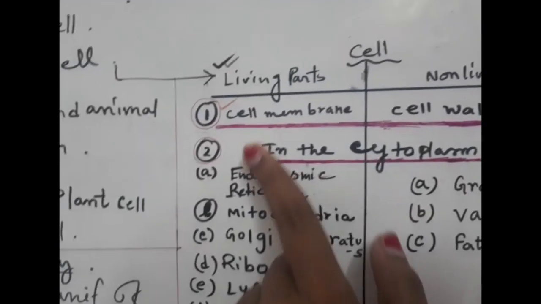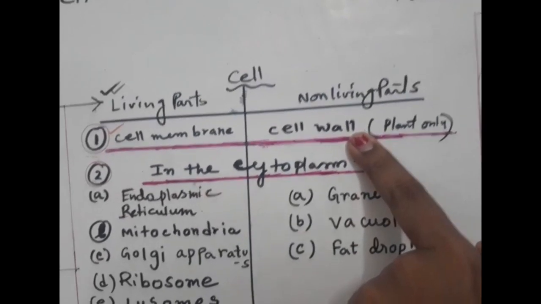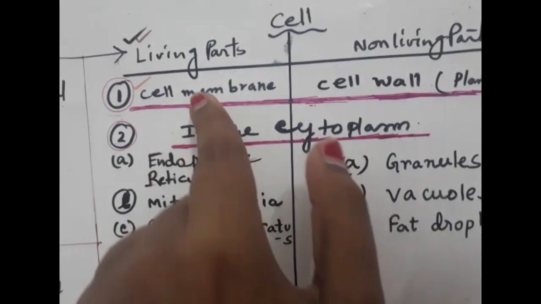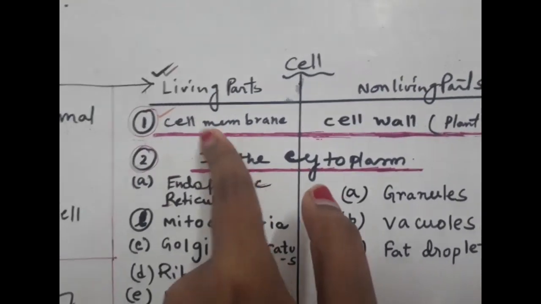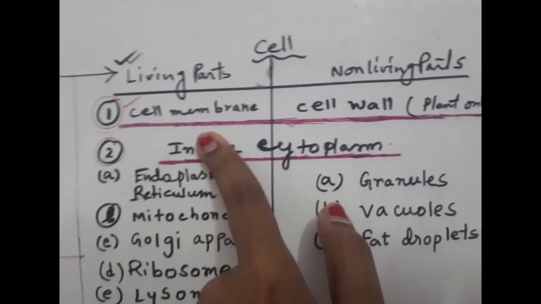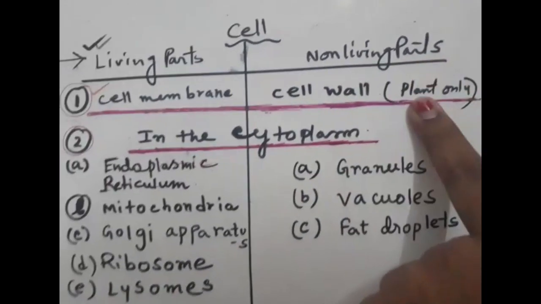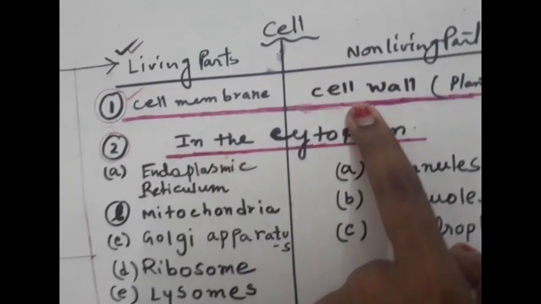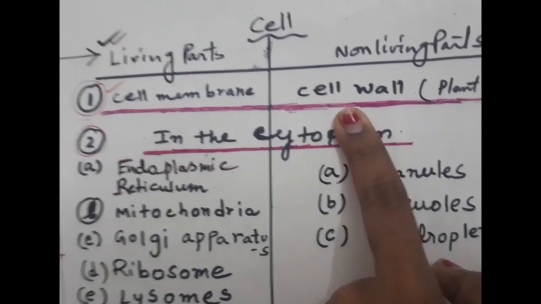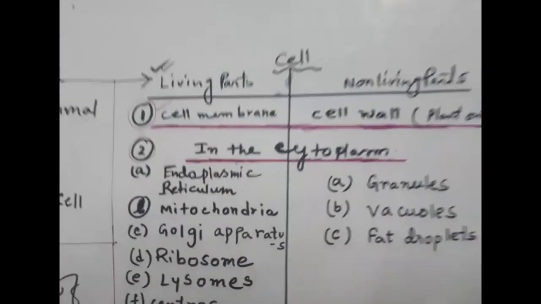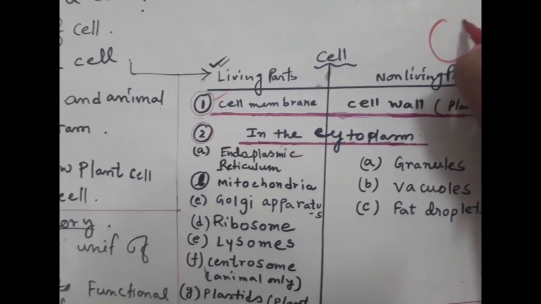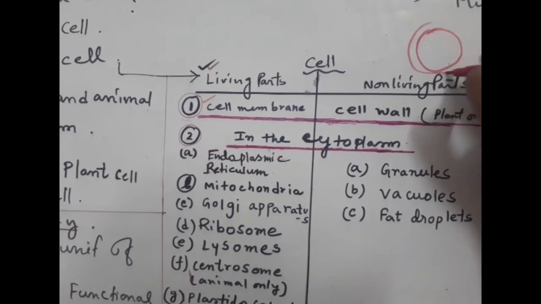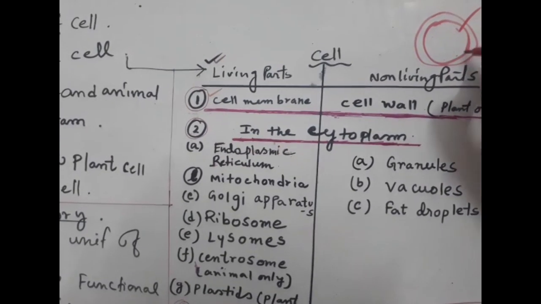In the cell, there is a cell membrane and there is a cell wall. Every cell, animal cell and plant cell, has the cell membrane. But a plant cell has another wall outside the cell membrane, that is the cell wall. If we see it, it is a cell, and the outer layer is the cell wall, and the next layer is the cell membrane.